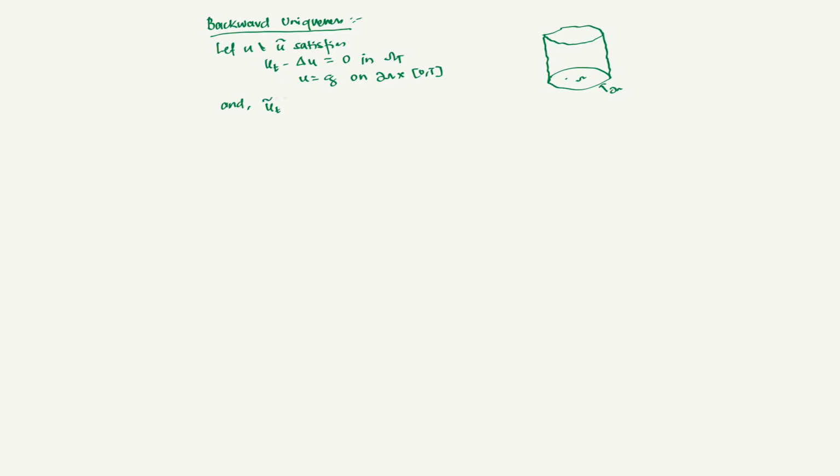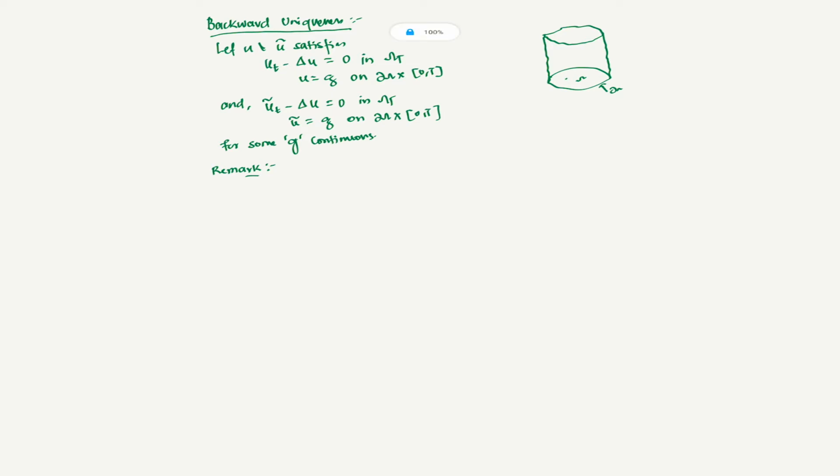So u tilde_t minus Laplacian of u tilde is 0 in omega_T, and u tilde is g on the boundary cross (0, T), for some g continuous. Clear? Now one small remark here: what am I starting out with? I am starting out with two functions u and u tilde, such that u satisfies this equation and u tilde satisfies this equation. So essentially they both satisfy the same equation.